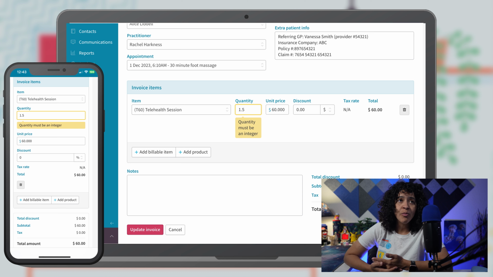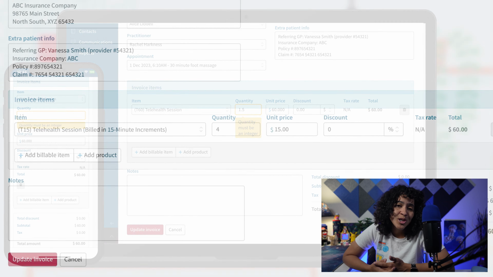When you're charging for something partial, like an hourly service that didn't quite fill a whole hour, say 45 minutes or 1.5 hours, that's when this error usually pops up.